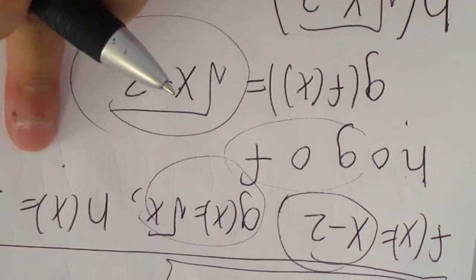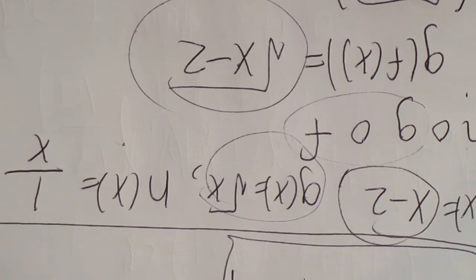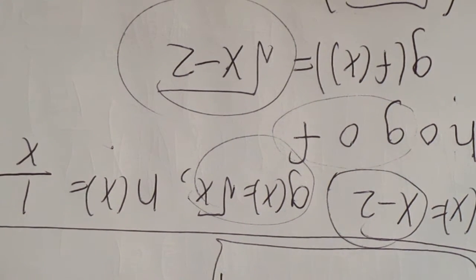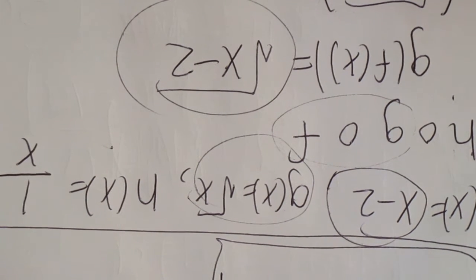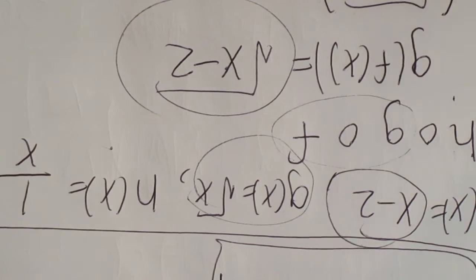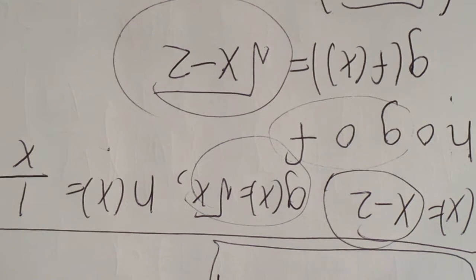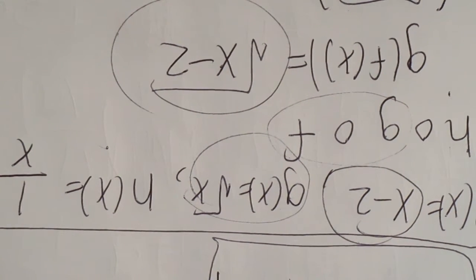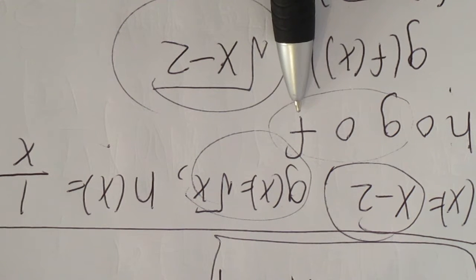So here's h. So it's 1 over square root, the whole thing, x minus 2. So h of g of f equals 1 over square root of x minus 2. And that is your final answer. So remember, you just have to remember to always start on the right side.